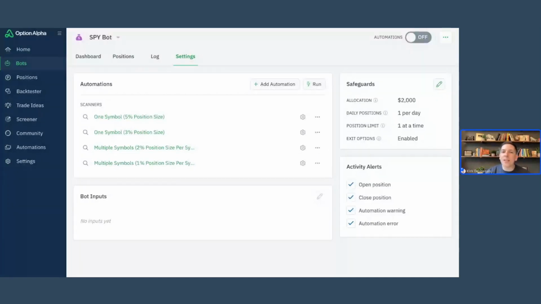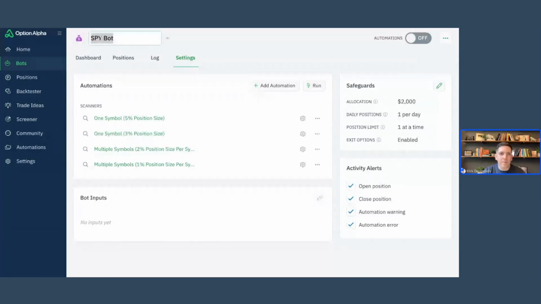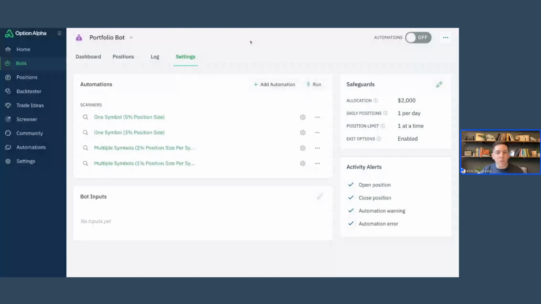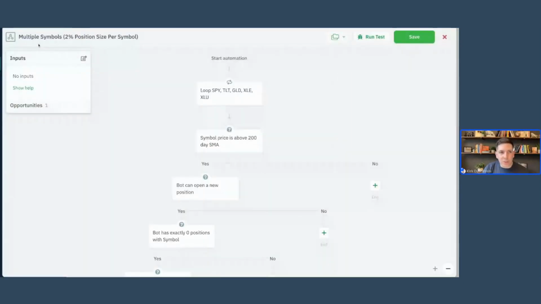Let's remember before we dive into this automation that we have an allocation of $2,000, which is just what we have set now, 1 position per day and 1 position at any time. Let's call this one a portfolio bot. With this bot, I don't want to trade a single symbol. I want to trade multiple symbols. You can do that inside of a scanner. I built out a simple demo one for you called multiple symbols, 2% position size per symbol.